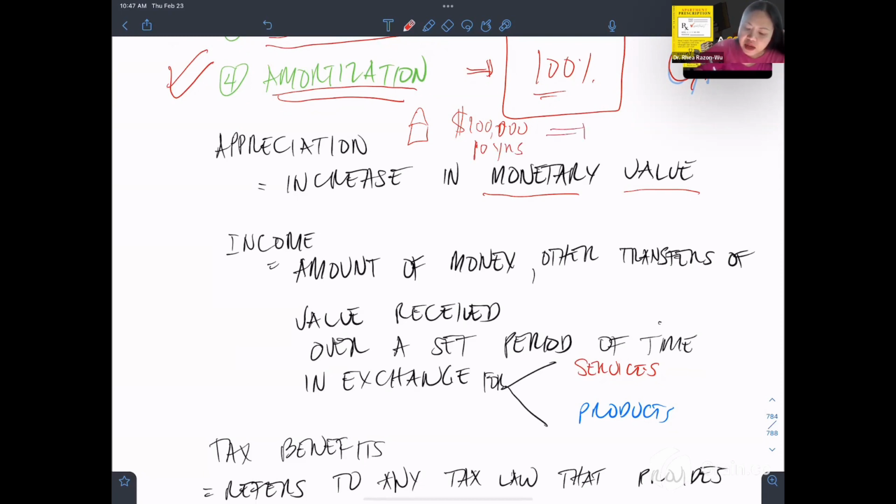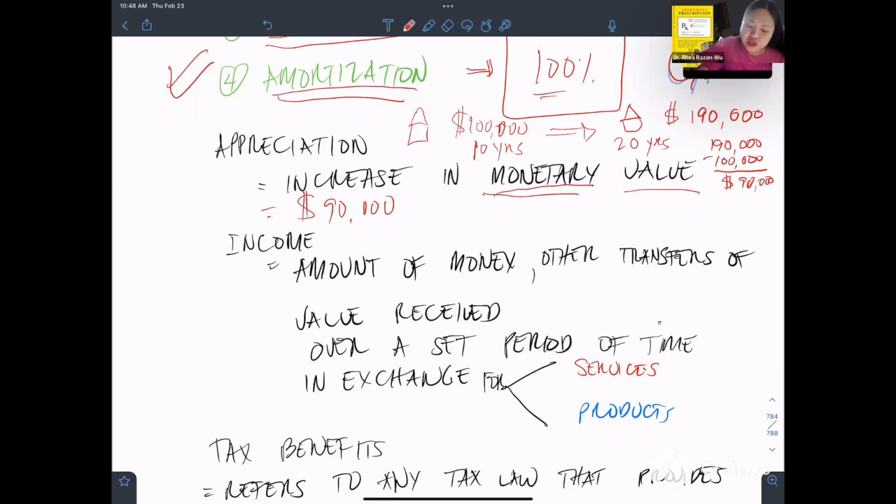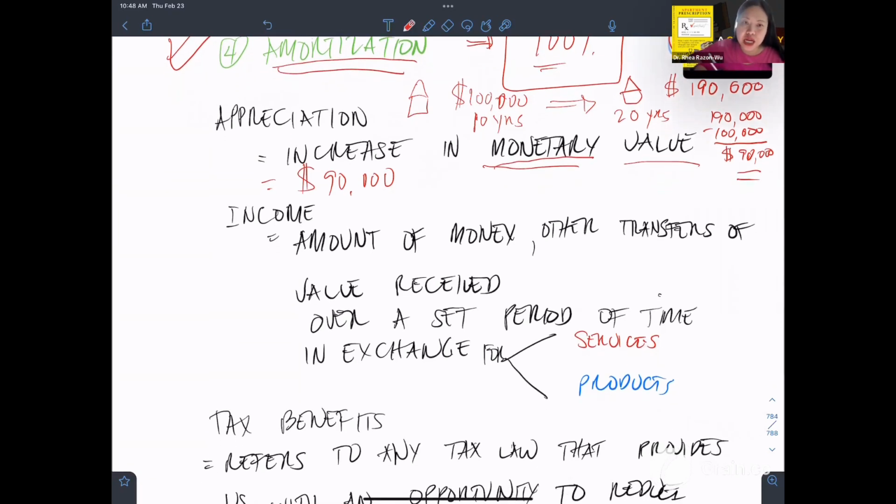And then, let's say 20 years from now, that same home is now worth, let's say, 190,000. So 190,000 minus 100,000 is a difference of 90,000. So that 90,000 is the appreciation. That is what it means by an increase in monetary value. With a certain time, 10 years, your 100,000 grew to 190,000. So that's what appreciation does.